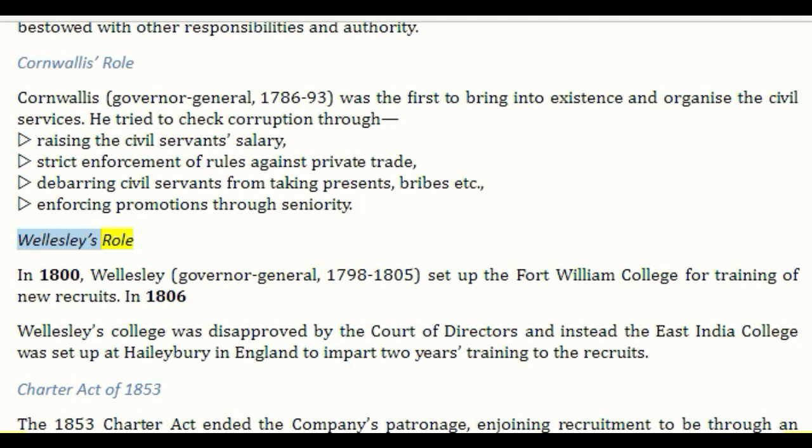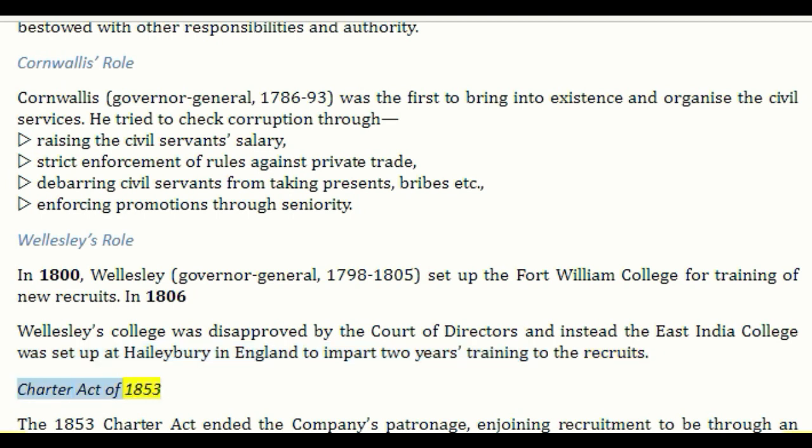Wellesley's role. In 1800, Wellesley, Governor-General, 1798 to 1805, set up the Fort William College for training of new recruits. In 1806, Wellesley's College was disapproved by the Court of Directors, and instead the East India College was set up at Haileybury in England to impart 2 years training to the recruits.